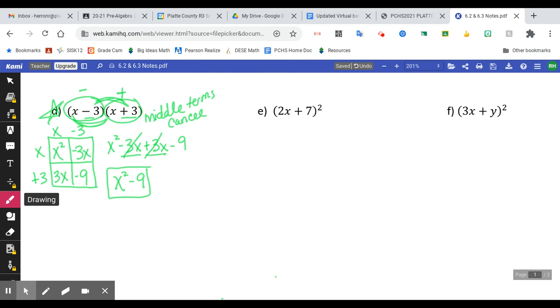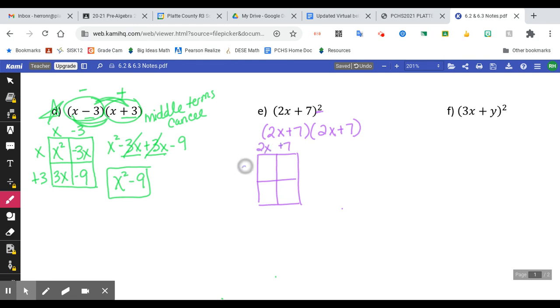So 2x plus 7 squared is actually going to be written as 2x plus 7 times 2x plus 7 because they're squaring it, right? Which means there's two of them. Okay, so I'm going to do the same thing. I have the box. There's also a trick to this one because it's a special one. Maybe you can figure it out before I even get there.